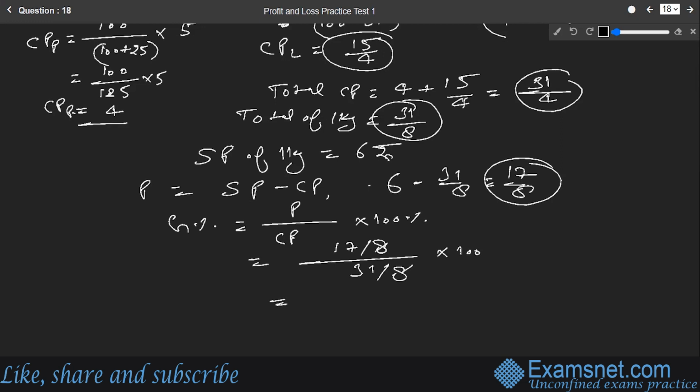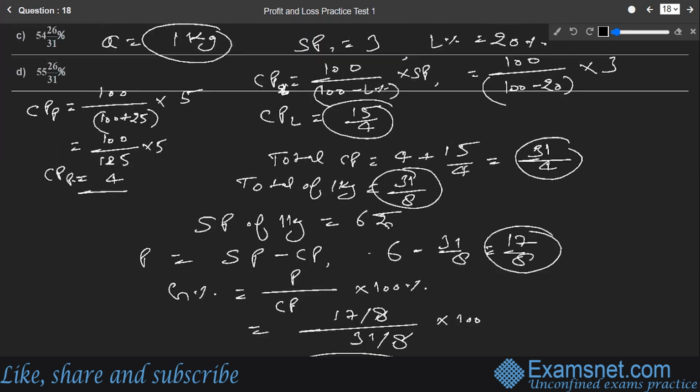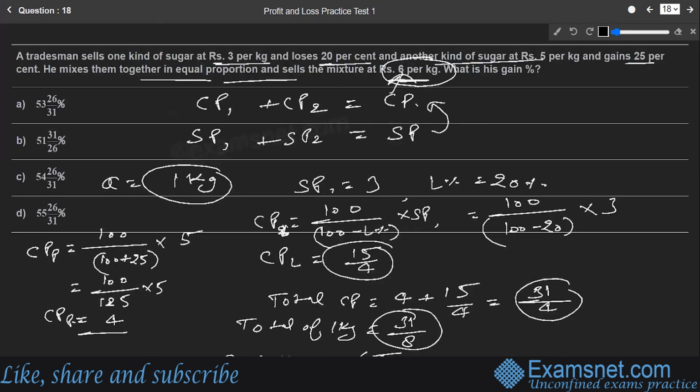So obviously 8 and 8 get cancelled and we remain with 17 by 31 into 100. If we convert this into a mixed fraction, it comes out to be 54 26 by 31%. So that should be the profit percent value, 54 26 by 31%, and that is available in option number C, and that becomes the right answer.